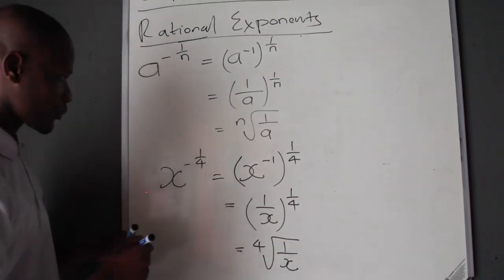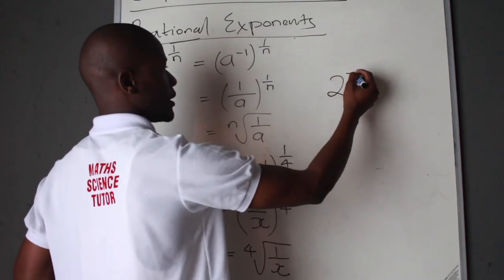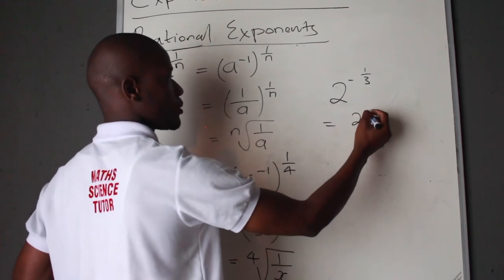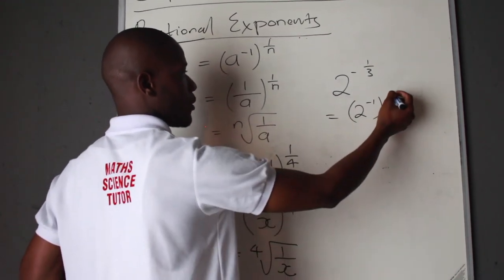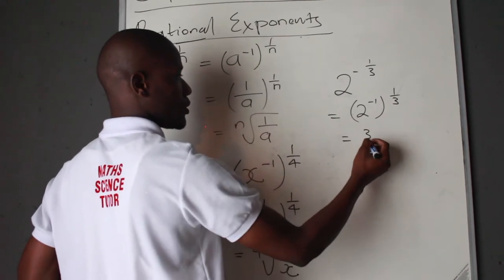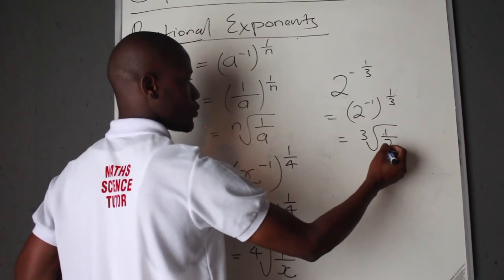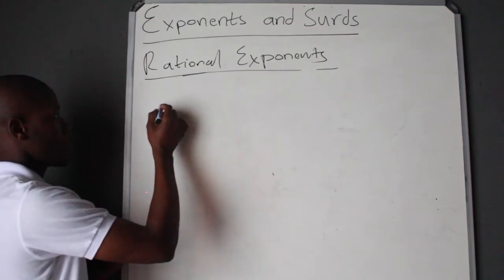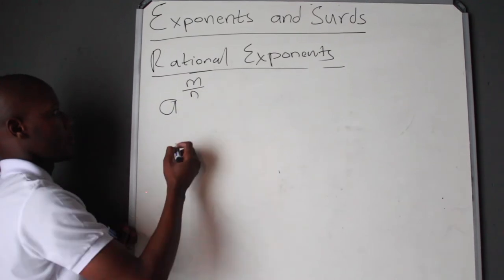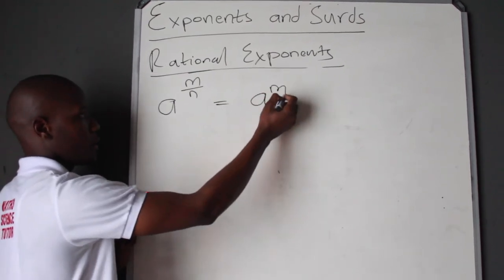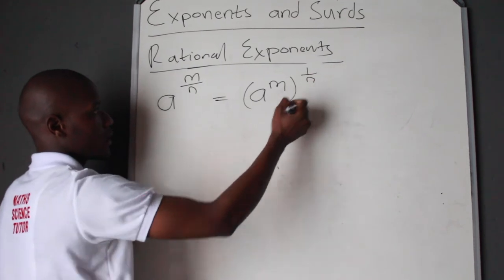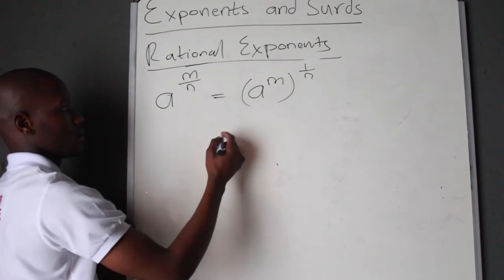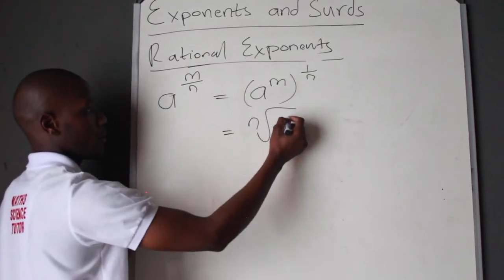So if we have 2 to the power negative 1 over 3, it is going to be 2 to the power negative 1 all raised to the power 1 over 3, which is the cube root of 1 over 2, because of 2 to the power negative 1, we write it as a fraction. a to the power m over n is equal to a to the power m all raised to the power 1 over n. So m multiplied by 1 over n is m over n. It's the nth root of a to the power m.